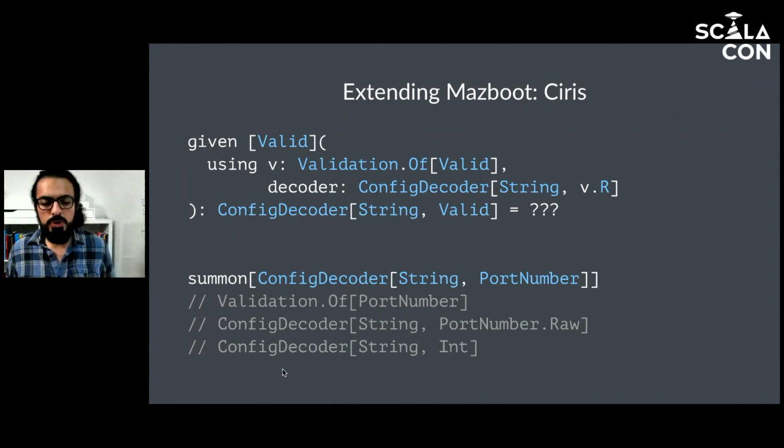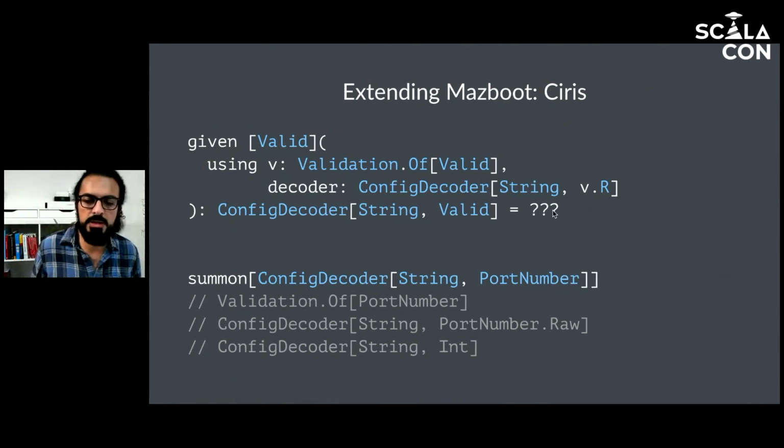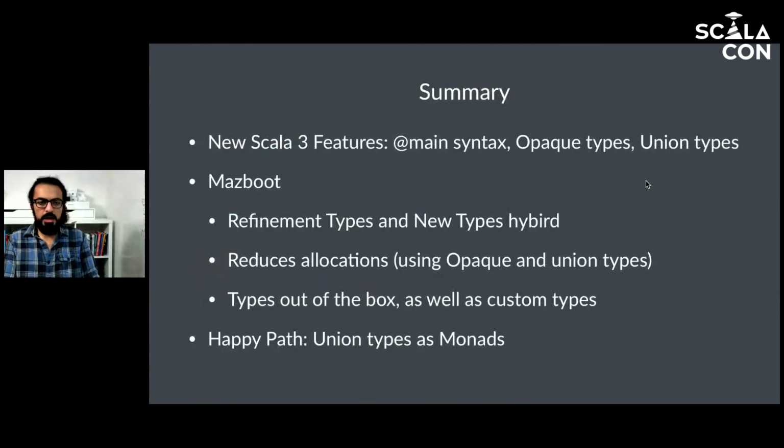Now what we want to do actually is look for config decoder from a string to an int, which I think this already exists in Sirius itself. So this derivation works. I've omitted the implementation because it's not really that important. I just want to highlight the type level computation capabilities. All right, I'm almost done.